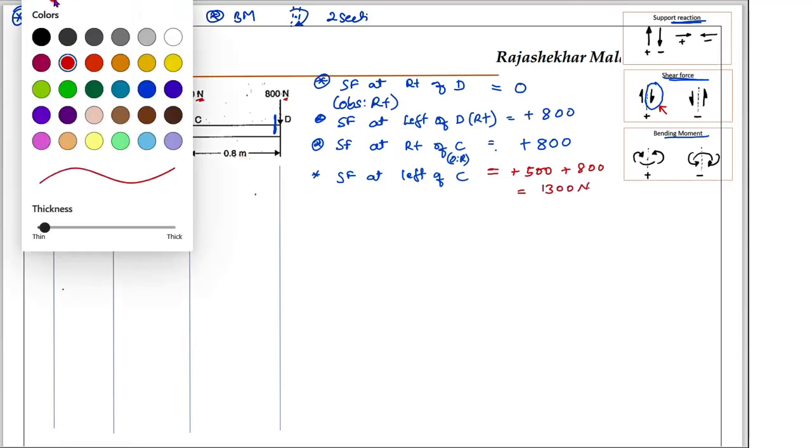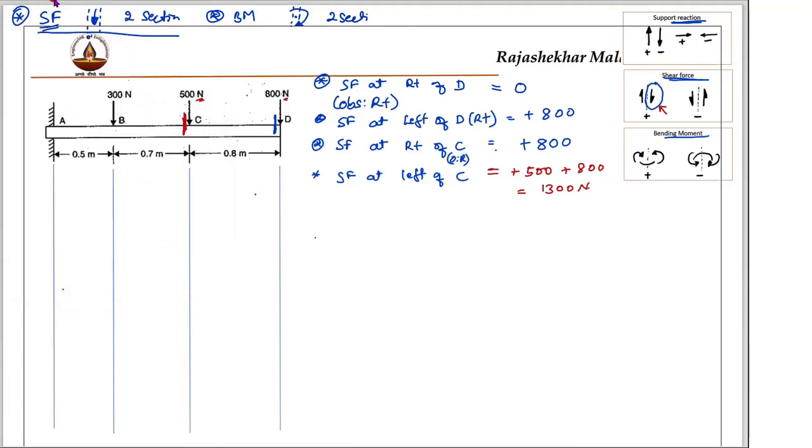Next I will come to shear force at right of B. Right of B means this is my shear force section. On the right side of the section, what forces am I seeing? I am seeing 500 and 800. These two forces are both right side downward, positive. Therefore the answer is 1300 Newton.